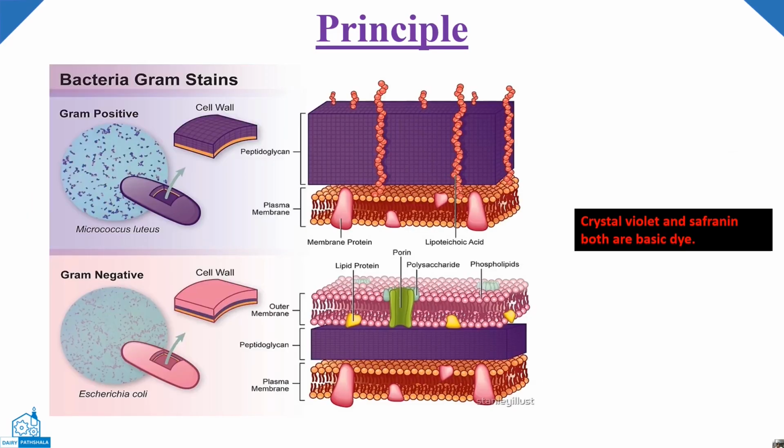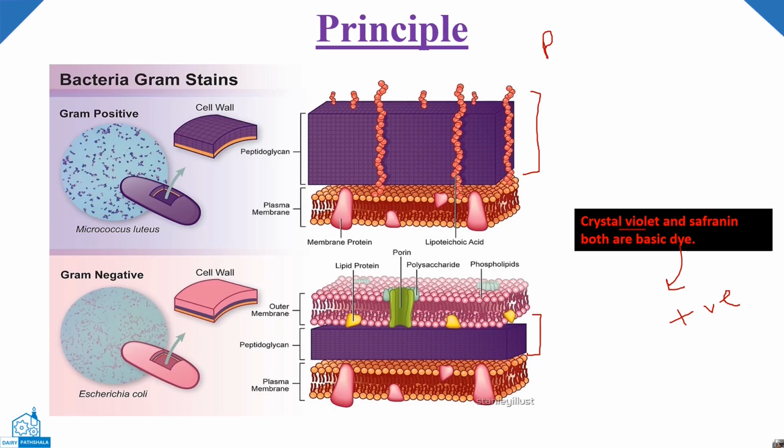As I already told you, gram positive has a thick peptidoglycan layer and gram negative has a thin peptidoglycan layer. First, the primary stain, crystal violet. Crystal violet is a basic type, so it has a positive charge in its structure. The peptidoglycan layer in gram positive organisms has teichoic acid, which has a negative charge. This negative and the crystal violet positive will attract and give color to the peptidoglycan layer.